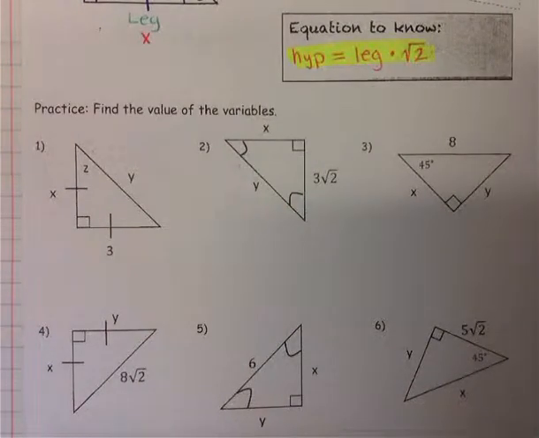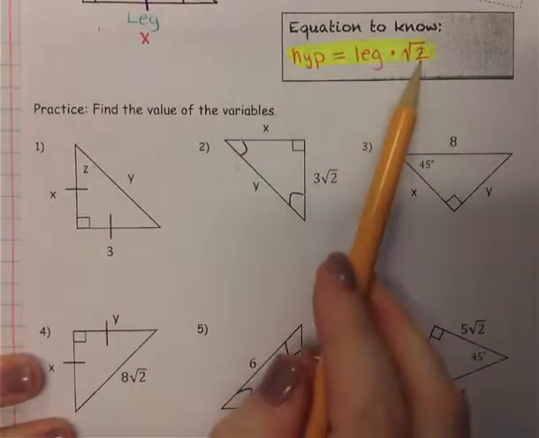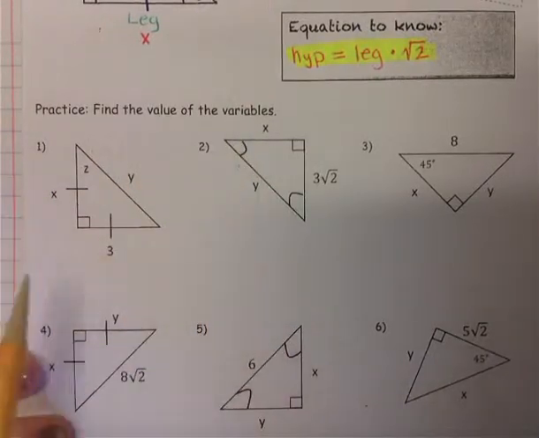In a previous video, I mentioned that you can still solve these triangles using the Pythagorean theorem, but special right triangles will make it a little bit easier and a little bit quicker if you know the equations. So we're going to continue using this equation: the hypotenuse is equal to your leg times the square root of 2. For practice, we're going to find the value of the variables, so we have to make sure we know which variables are in here.